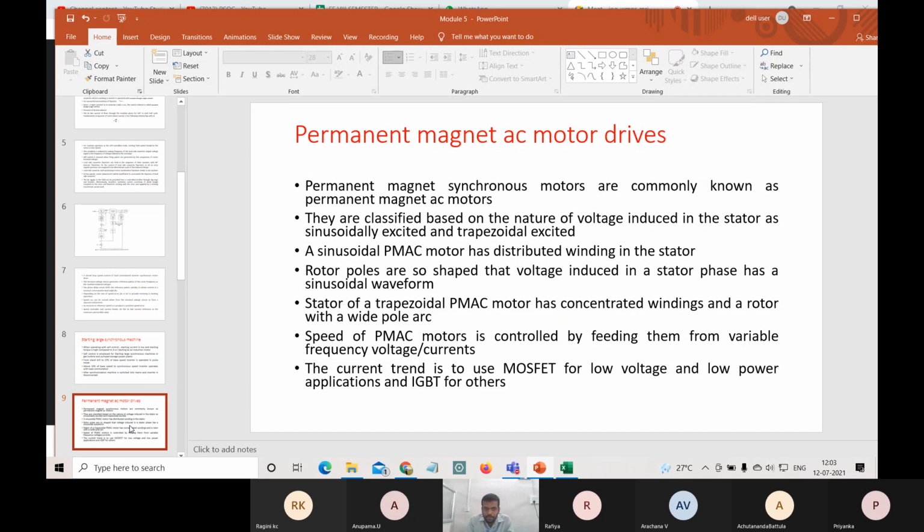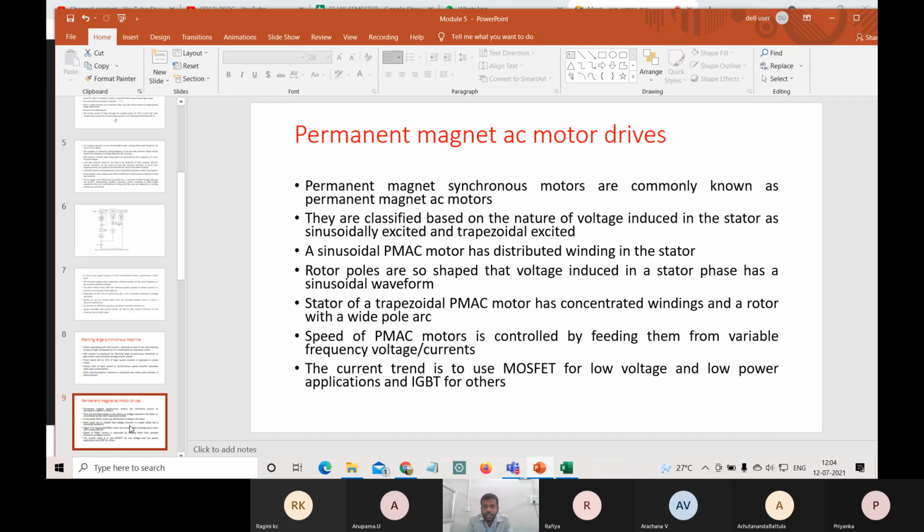These permanent magnet AC motors are commonly known as sinusoidal PMAC motors and trapezoidal PMAC motors. This is how we can give the nomenclature.